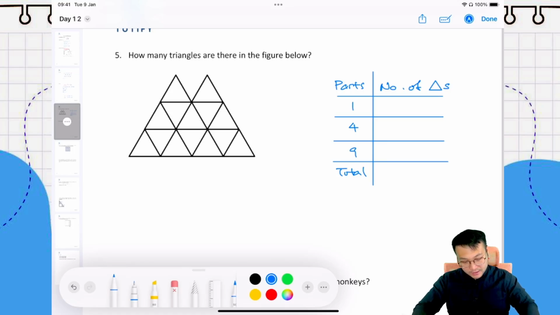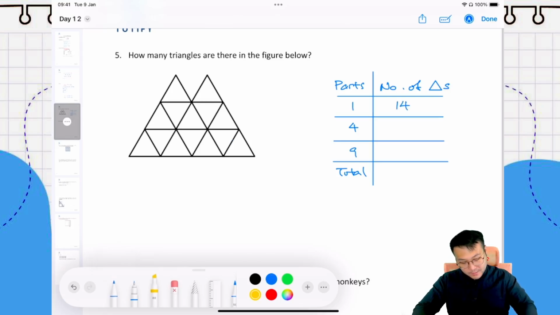So everyone, I saw your answer. Let's count how many there are, okay? So the triangles that are made up of one part, very easy. 1, 2, 3, 4, 5, 6, 7, 8, 9, 10, 11, 12, 13, 14. That's 14 of them, right? So let's count 14.